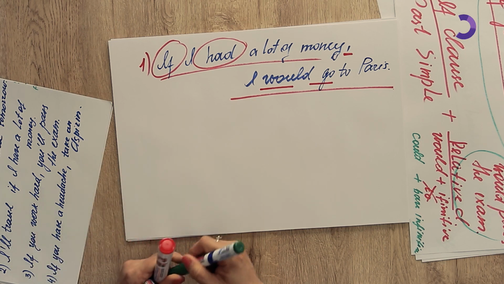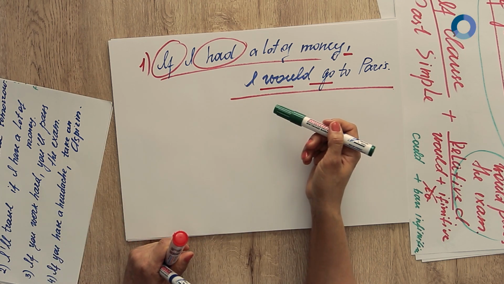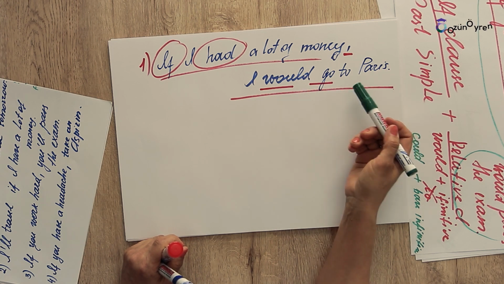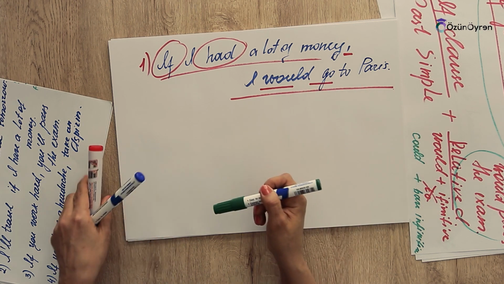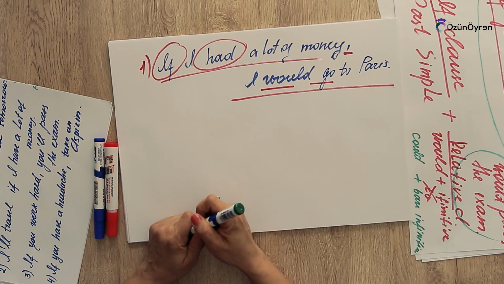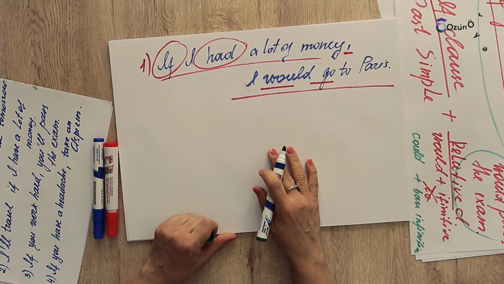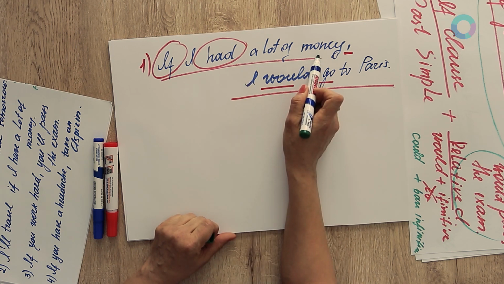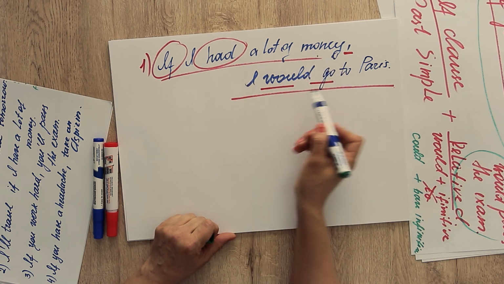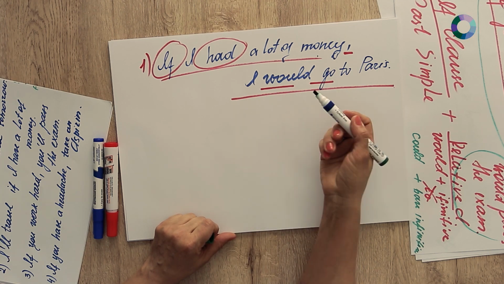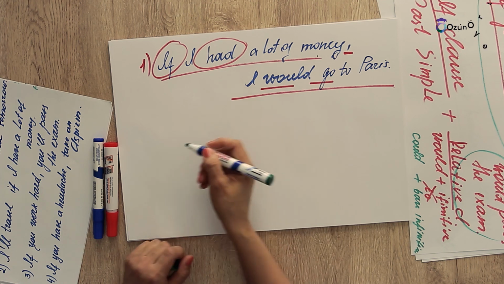We can also change this sentence. First we can write, I would go to Paris if I had a lot of money. It is translated in Azerbaijan like that. Əgər mənim çoxlu pulum olsaydı, mən Parisə gedərdim. So it's unreal action. I have no money. Have but a little money. So I can't go to Paris right now. It's my wish, my desire.